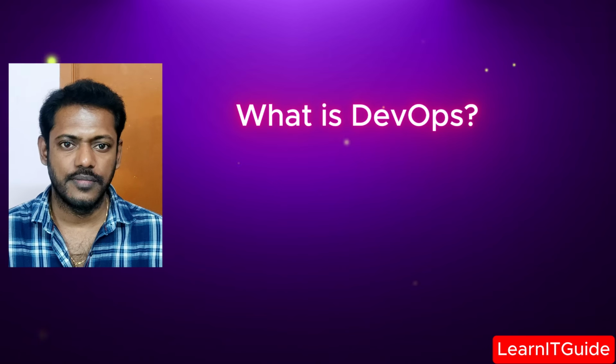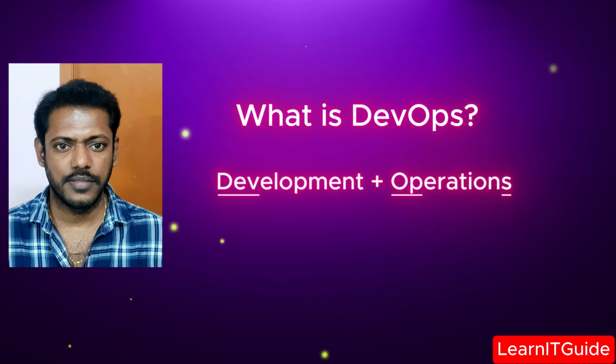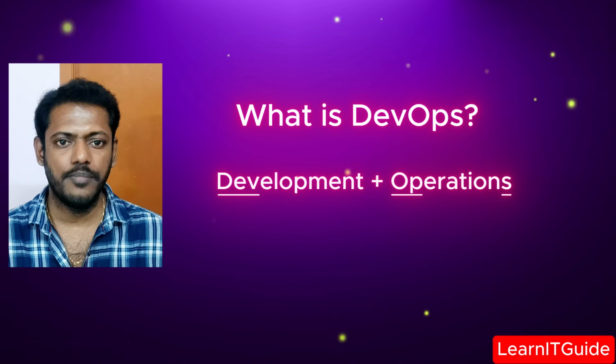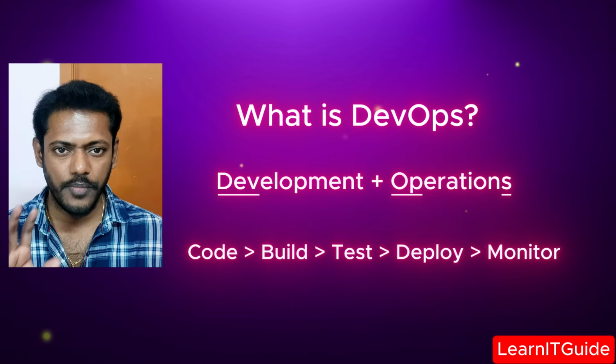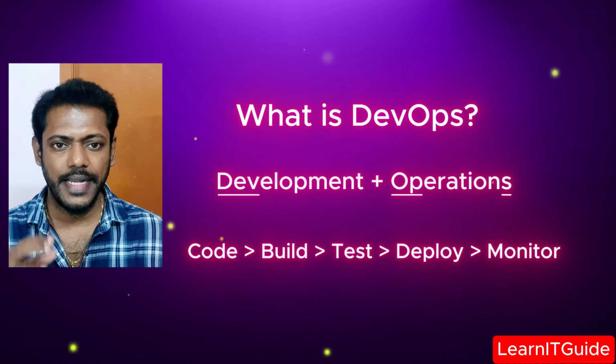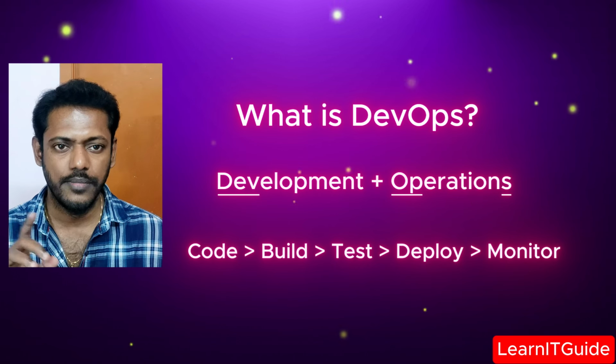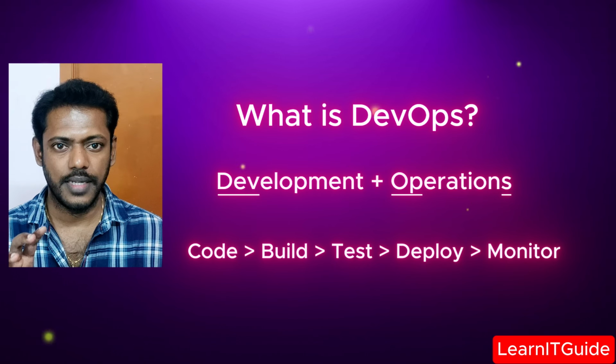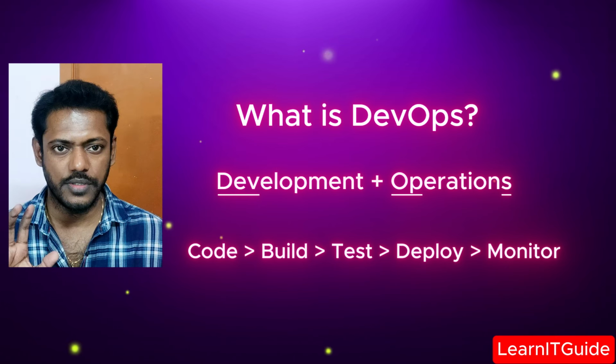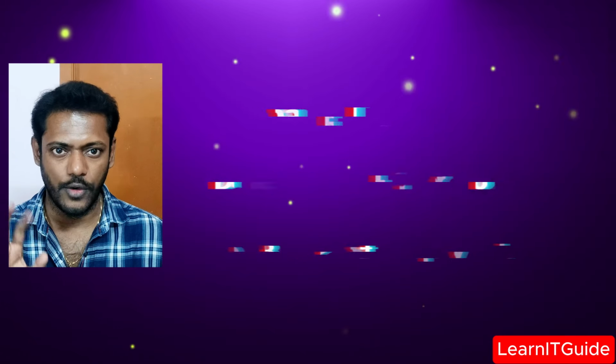What is DevOps? Friends, DevOps is the combination of development plus operation. So developers write the code, and we DevOps engineers automate the build, test, deploy, and monitor process. So that is DevOps in simple terms.